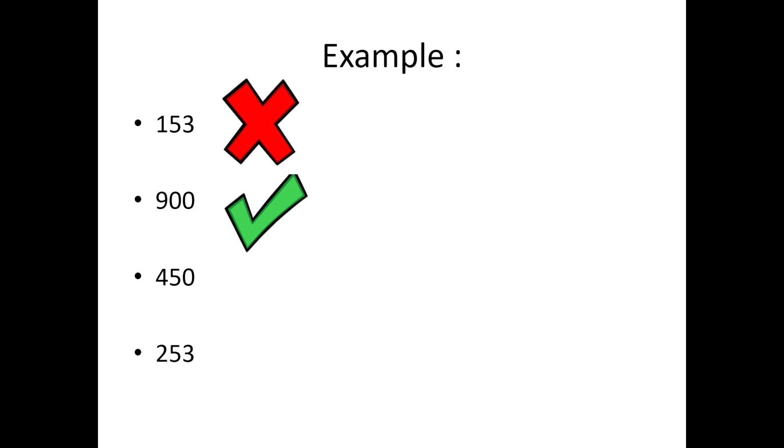Next, we have 450. 450 ends with a 0, so it is divisible by 10. Let's put a tick next to that. Next we have 253. I don't think that ends with a 0, so let's put an X.